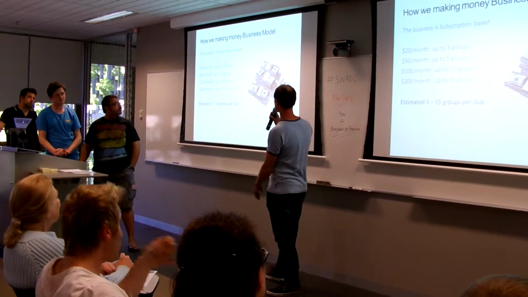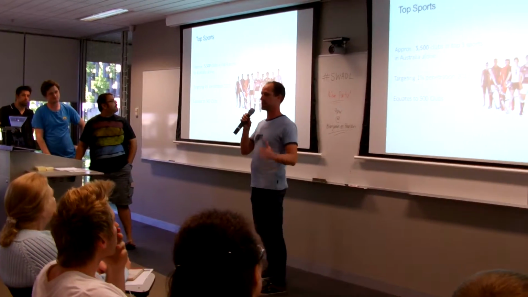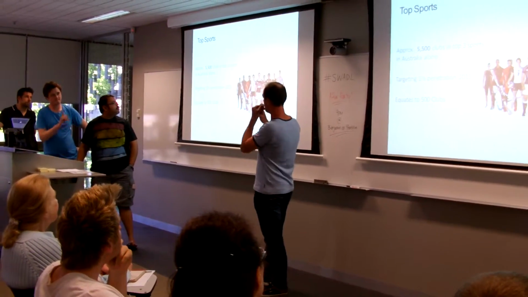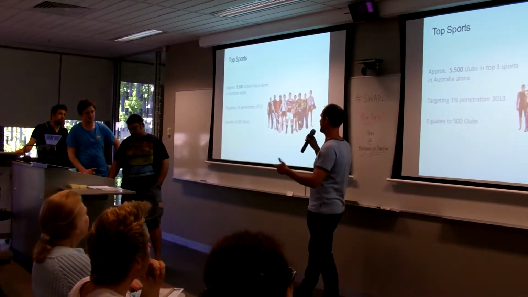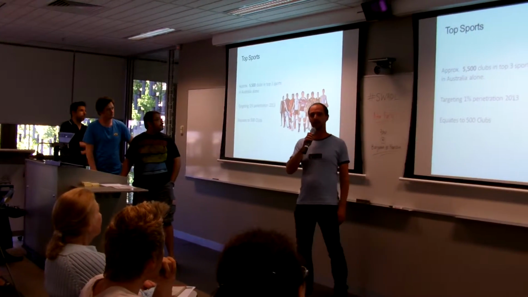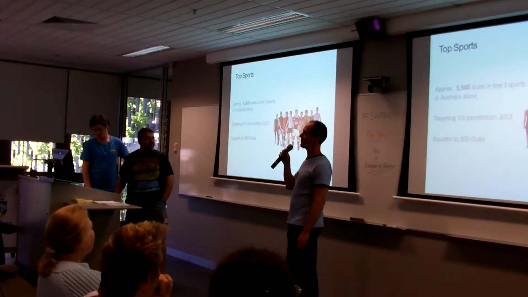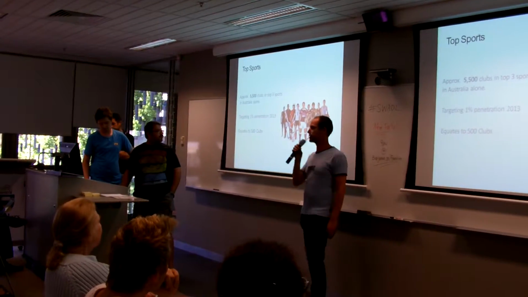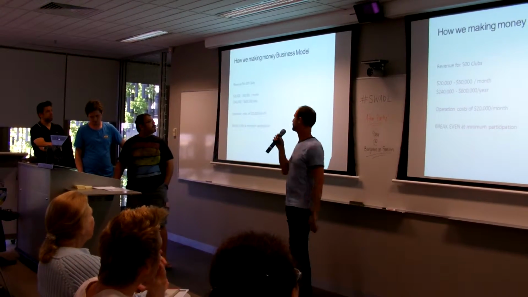Moving on. We've done a lot of research, and a lot of statistics exist in the market on sports clubs. It's quite amazing in actual fact. In Australia, the top 3 sports, which include football, netball and soccer, have about 5,500 clubs in that segment alone. What we're targeting would be about 1% penetration of those over 2013, which would equate to about 500 clubs, so we think that's achievable.